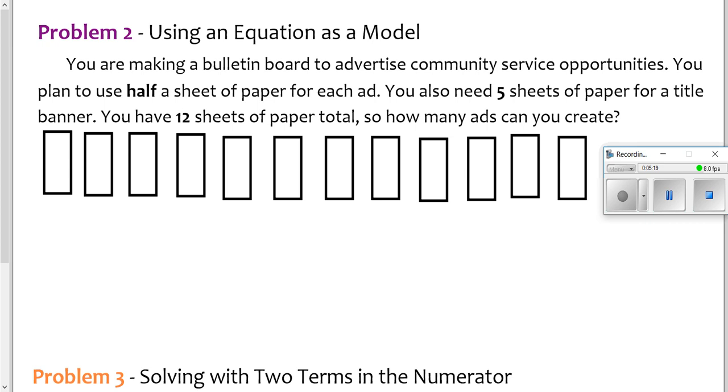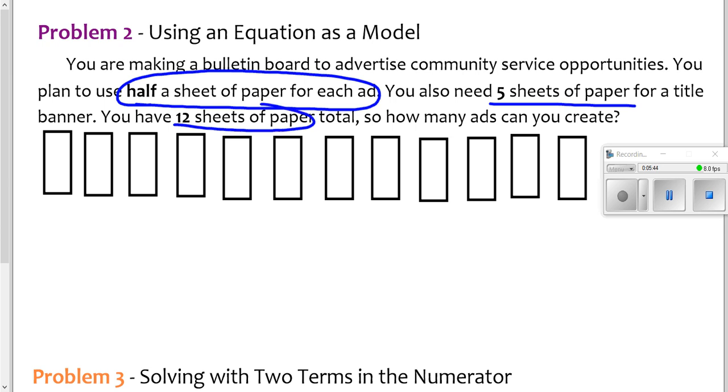It's really important when you read these that there are going to be a lot of words that don't help me do the math part of it, but they're telling me what I'm doing and what I have. So I like to circle stuff. I have half a sheet of paper for each ad. I'm going to use 5 sheets of paper for a title banner, and they gave me 12 sheets of paper to work with, okay? I'm going to do this with common sense here, but I'll show you how to write this out.